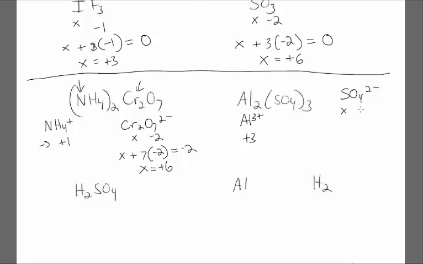We'll say we have X. We have -2 for oxygen. There's 4 of them. So we have X plus 4 times -2 equals -2. Sulfur will get a positive 6.